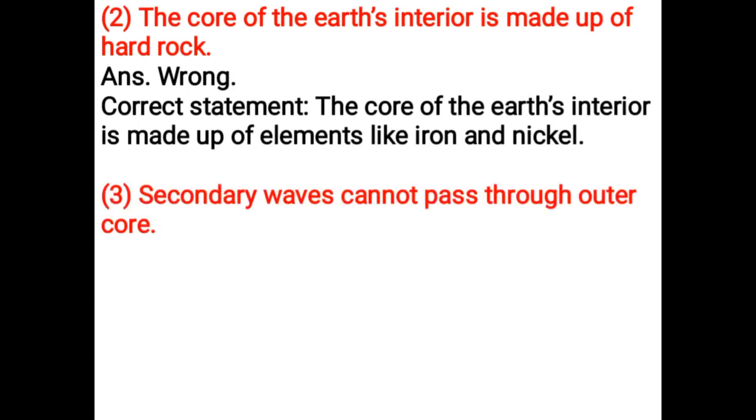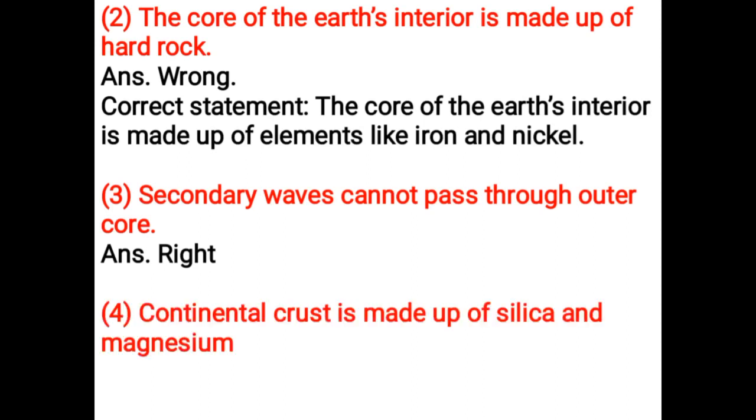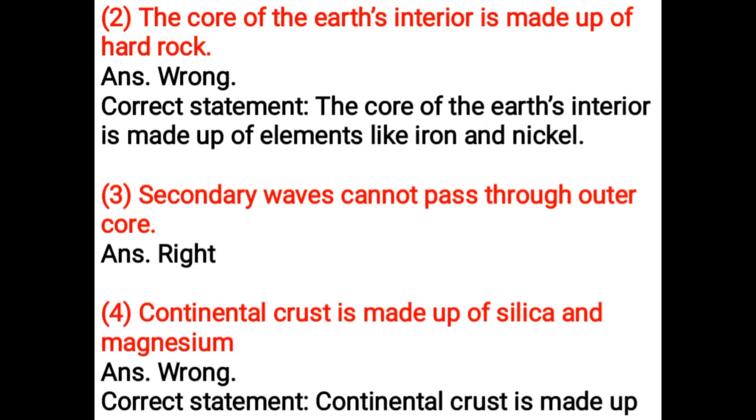Secondary waves cannot pass through outer core. Right. Continental crust is made up of silica and magnesium. Wrong. Correct statement. Continental crust is made up of silica and aluminium.